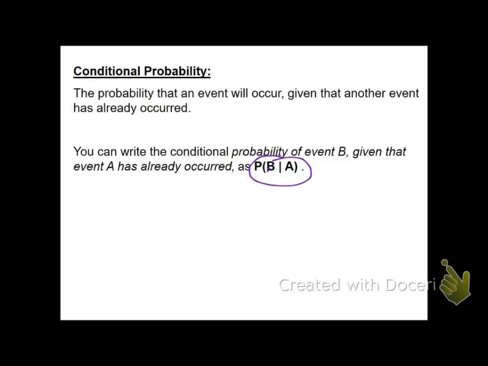We're going to be using this in the next couple of slides, so make note of it. The B event will generally be listed in your problems first, followed by the A event, meaning that they're giving you the event that they want to occur, and then they're saying this event has already occurred.